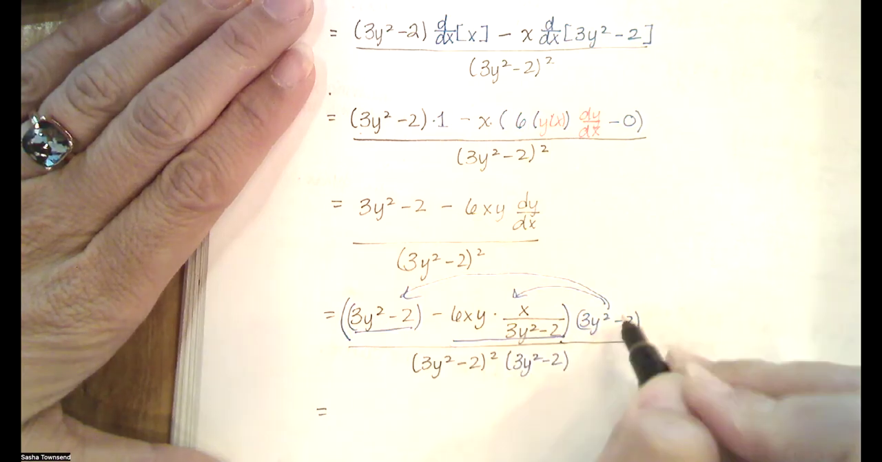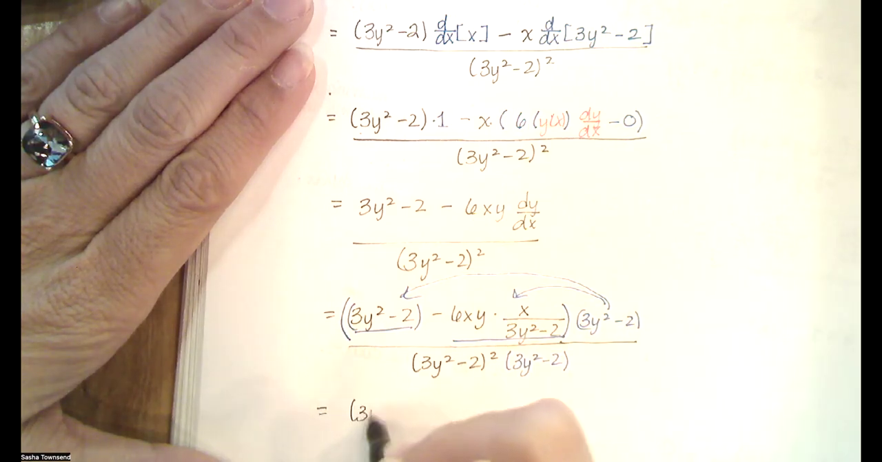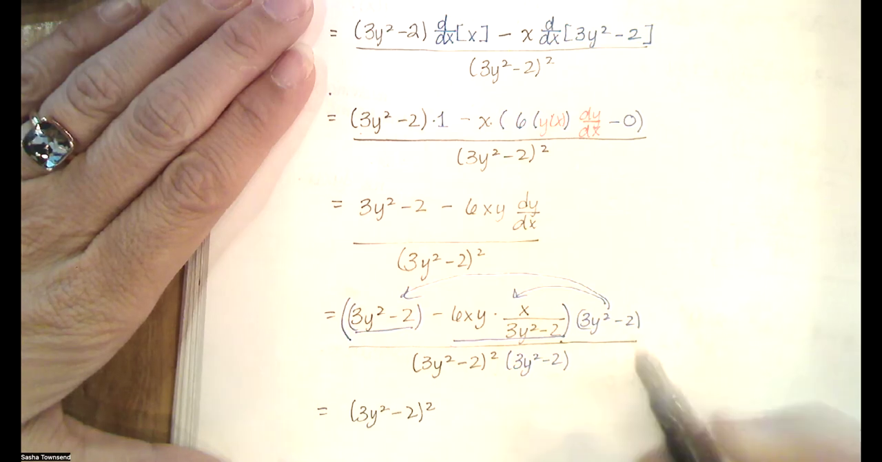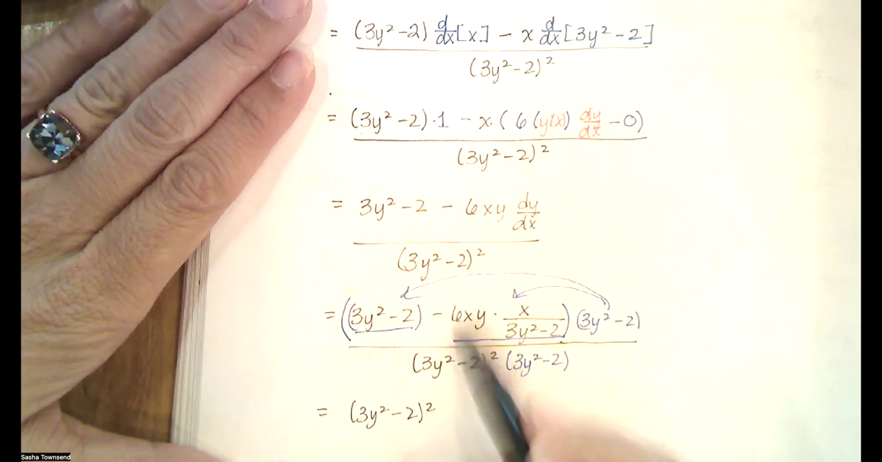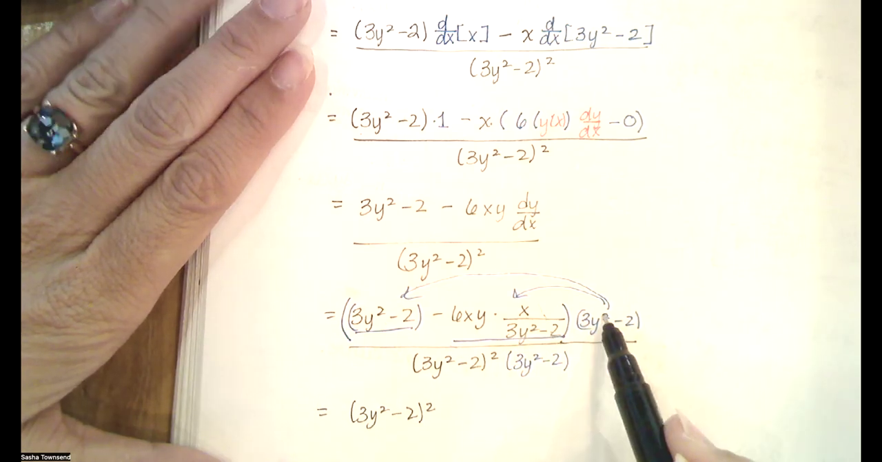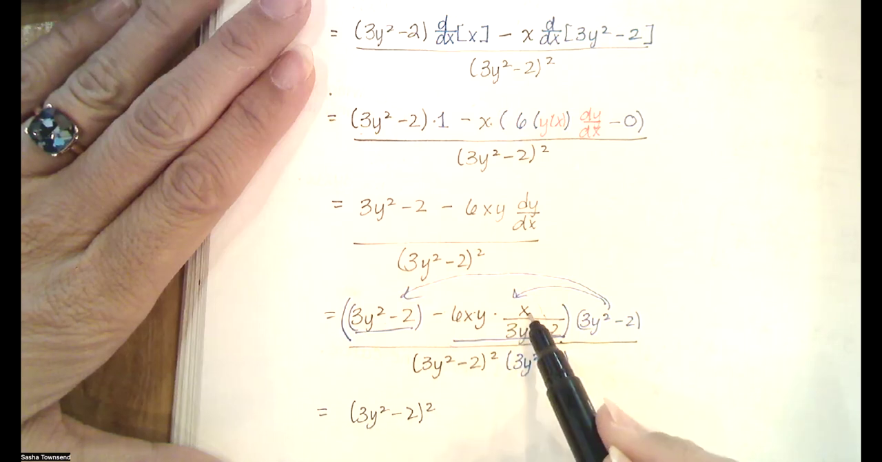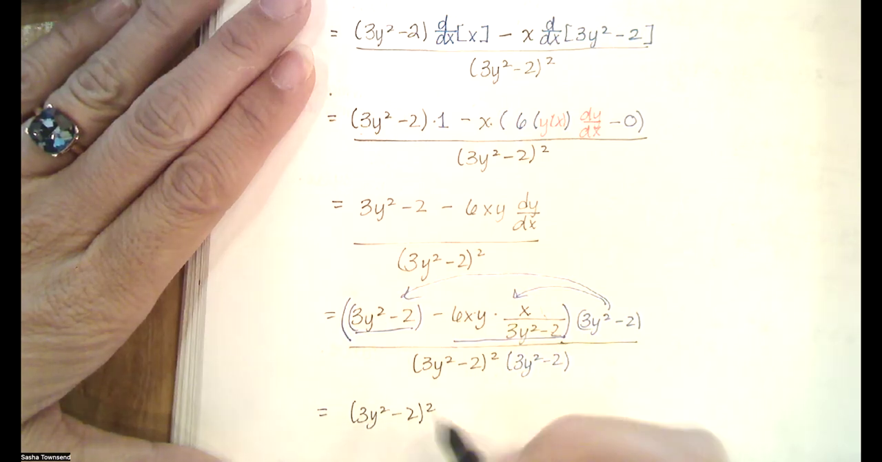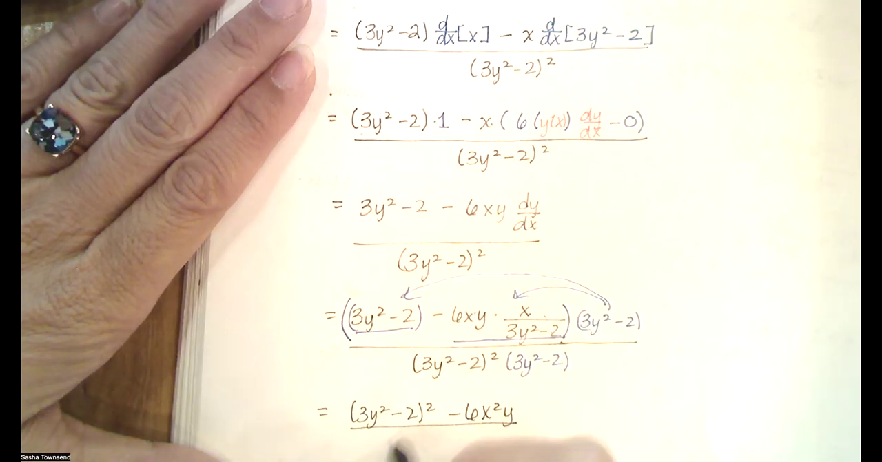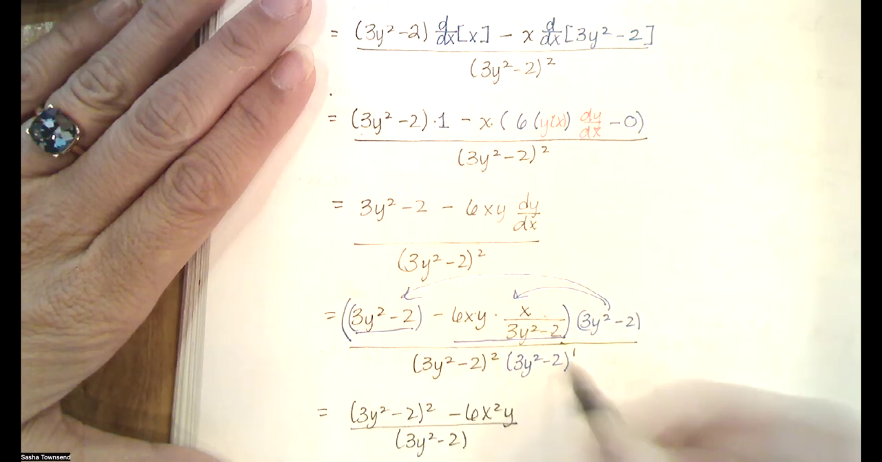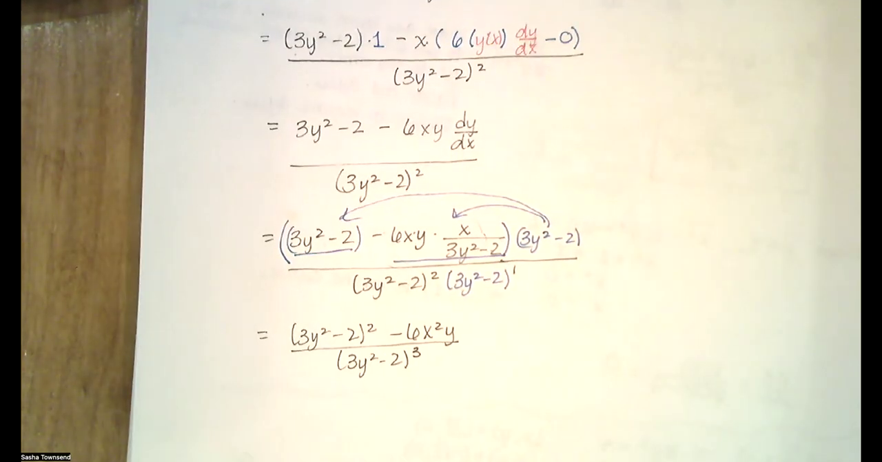So here, this times this is going to give us that 3y squared minus 2 quantity squared. And then when I multiply this by this, the denominator is clear, and I end up with 6xy times an x is a 6x squared times y, multiplied by this expression cubed. So I've got 2 of them there, and then I'm multiplying by an extra one. And that is a formula for the slope at a particular location.